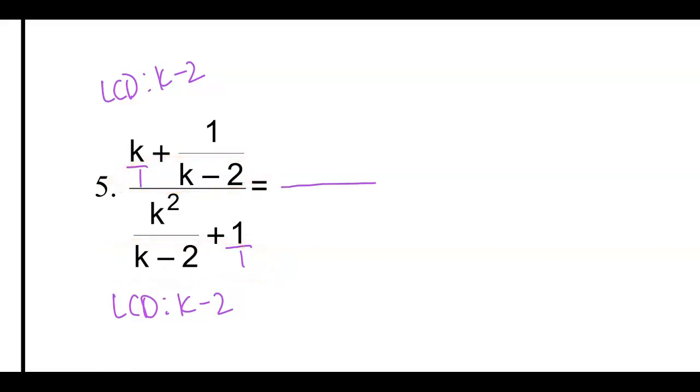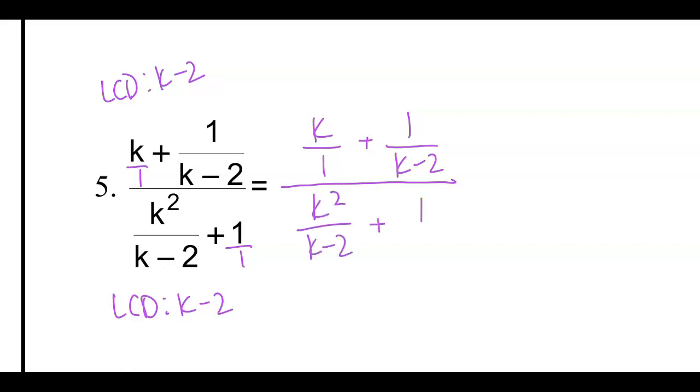So I'm going to rewrite this as k over 1 plus 1 over k minus 2. And I'll rewrite the denominator. And then in this first fraction, or for numerator, first fraction, this is what we'll multiply by the k minus 2. And then in the denominator, the second fraction is what we'll multiply by the k minus 2.